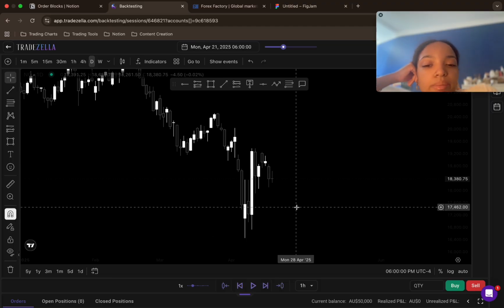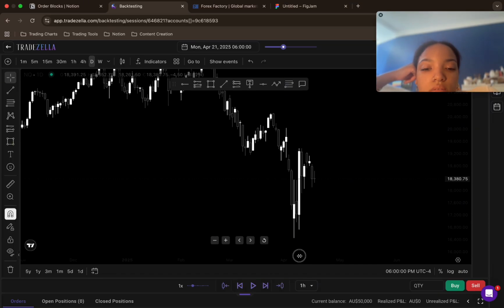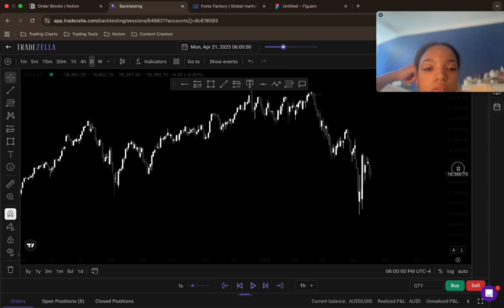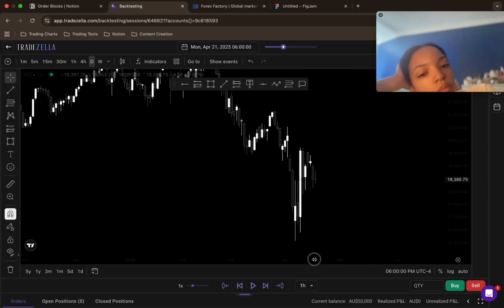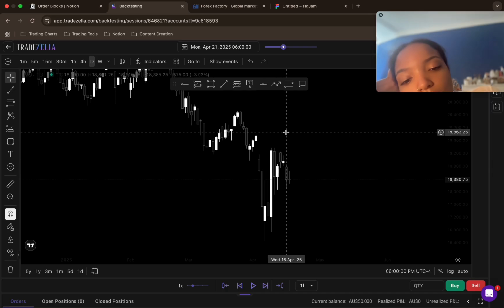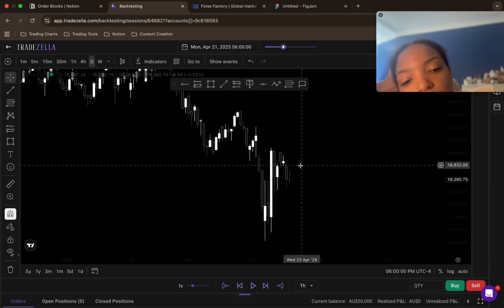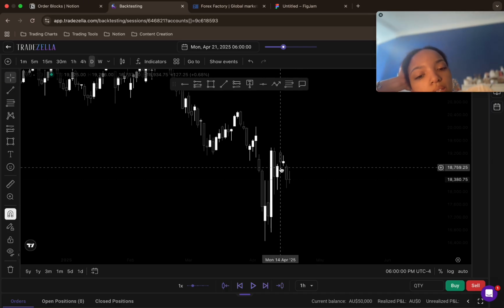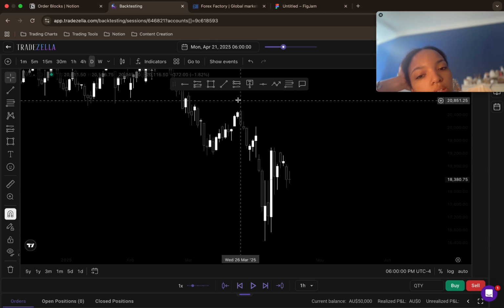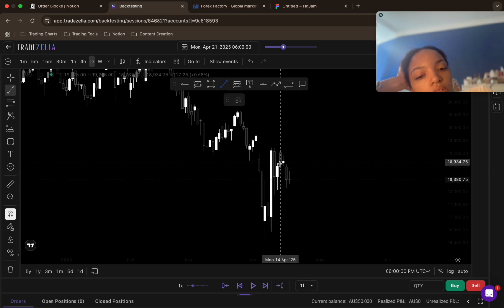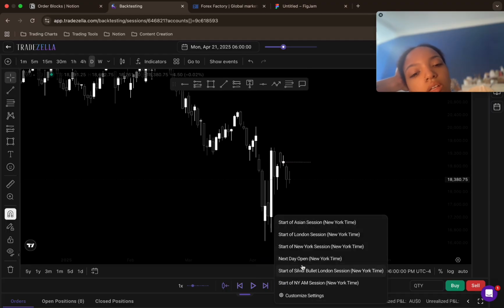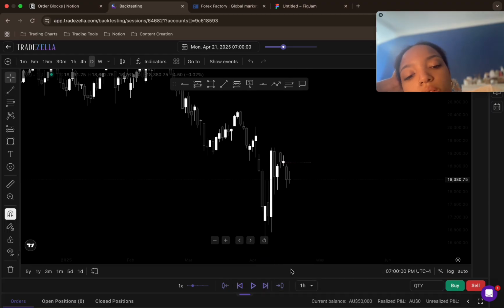This very, very minimal is what I'm seeing. We've got an imbalance here. Breaker structure led to the imbalance. We kind of had inducement, so we've kind of got a bearish order block there. Kind of. So I'm not sure if I want to take it.